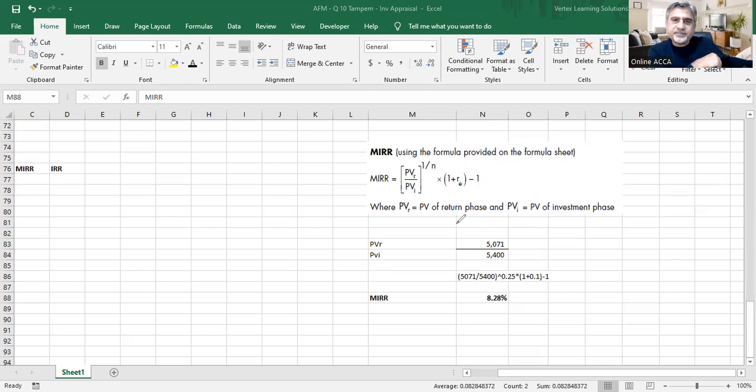Now, it's simple. There's nothing more I should be explaining. I explained the concept. What is MIRR? And why do we do it? And I've shown you how we do it. The only thing which is in my mind is, what is this difficult formula for? Where did they come up with this thing? So what they are coming up with is, I understand that the present value of my cash flow is only 5071. Whereas I'm making an investment of 5400, right?